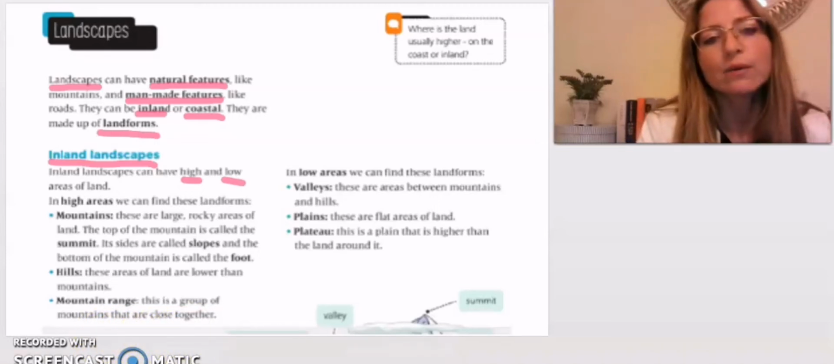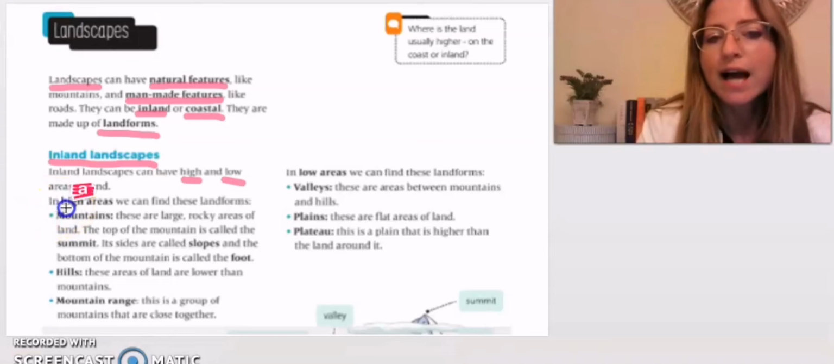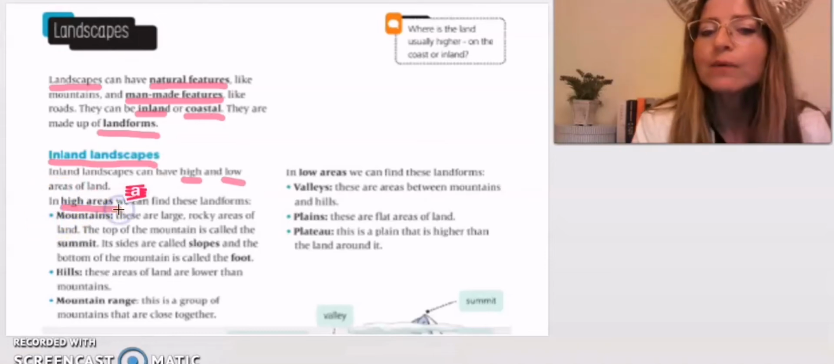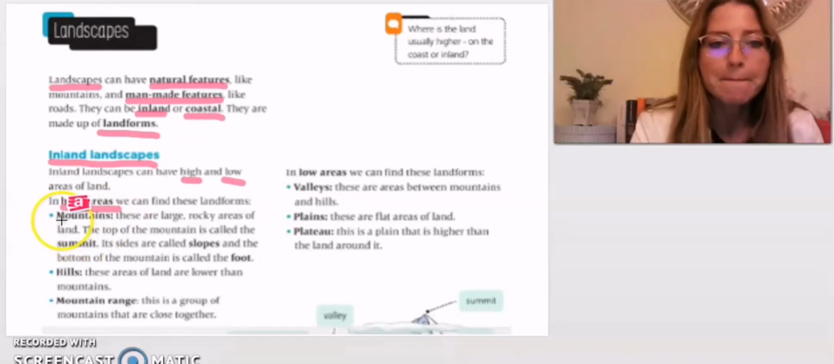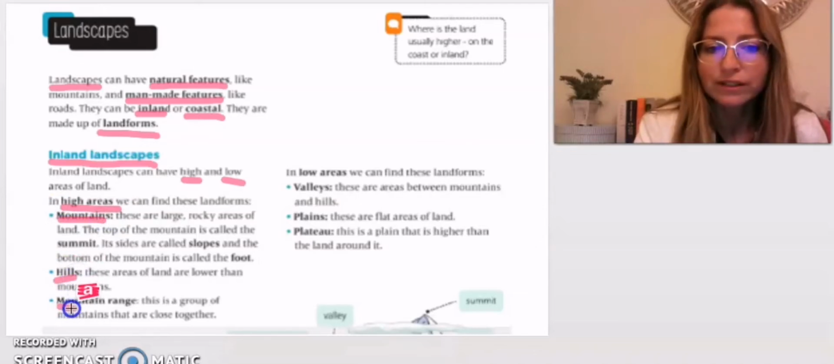So what are the keywords here? We have high areas and we have three types of high areas. Mountains, hills, and mountain range.